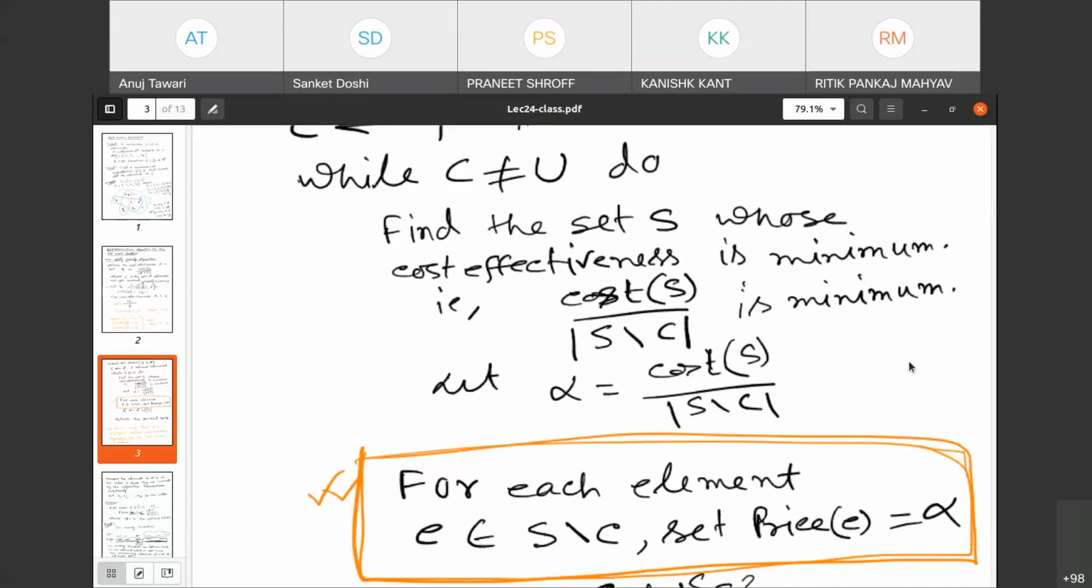Okay. Any other questions regarding this algorithm? Why we are doing what we are doing? And what is the quality of solutions we are producing using this algorithm?